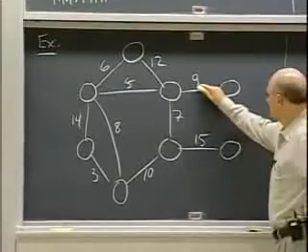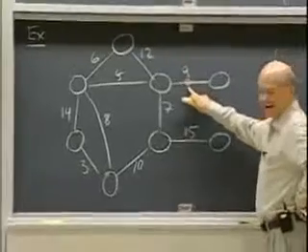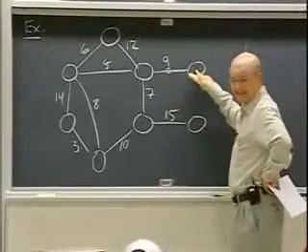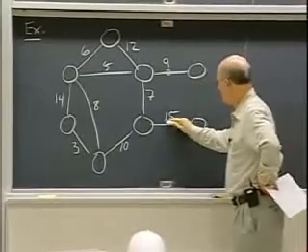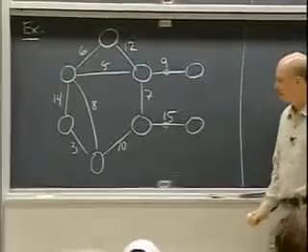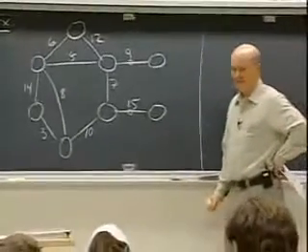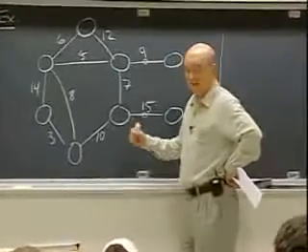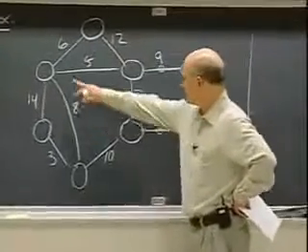Yeah, so 9, good. 9 has to be in there because it's the only one connecting it to this vertex, right? And likewise 15 has to be in there. So those both have to be in. What other edges have to be in? 14. Which one? 14. 14 has to be in.